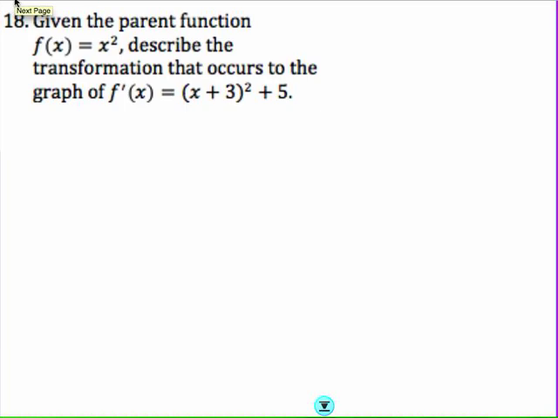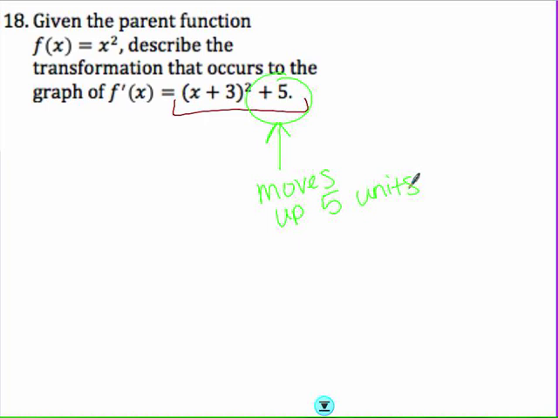Number 18: given the parent function x squared, describe the transformation that occurs. We know that the plus 5 actually moves the function up 5 units. If you don't know that, we'll go over it a little more. It moves up 5 units, and you know it's because it's in the positive direction. If this was negative, it would move down 5 units.